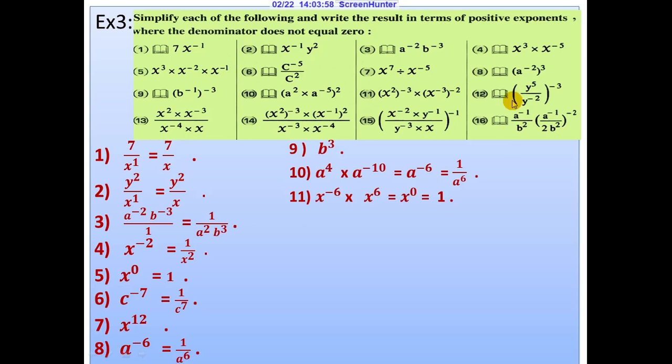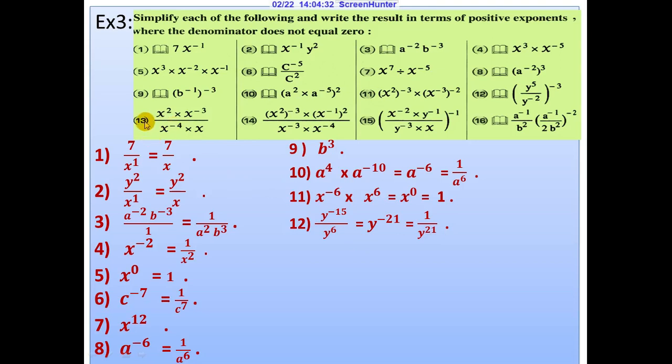Number 12, we have y^5 over y^-2, and all of them raised to power negative 3. We distribute this power over all of them. It will be y^-15 over y^6. Write y and subtract their powers. It will be y^-21. And change its place, it will be equal to 1 over y^21.